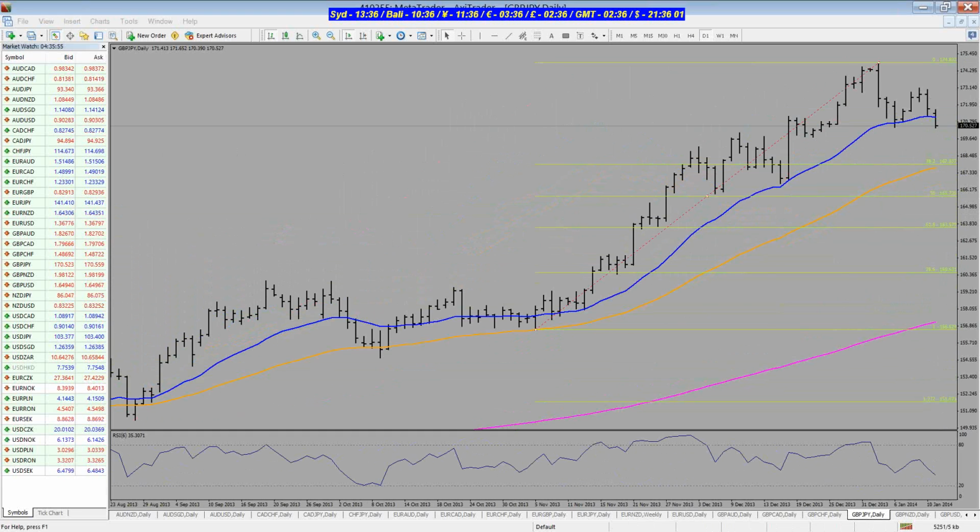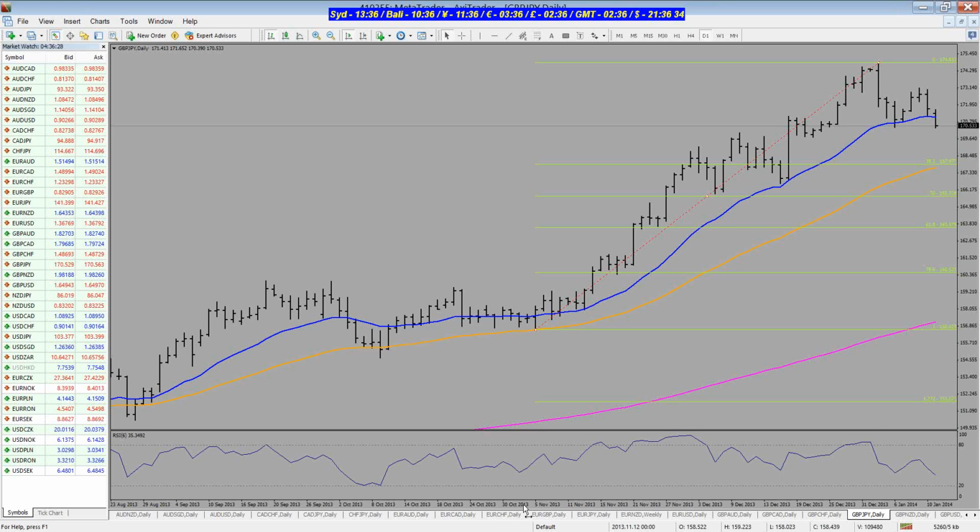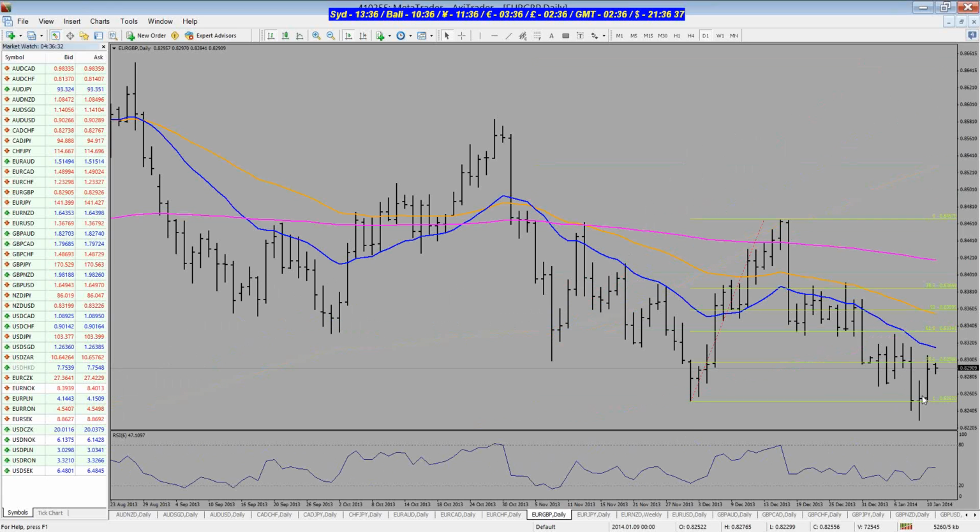Euro pound. I plan to take this trade, but now I see the price is not so bullish anymore. Trend reversal, long support. Not strong, but there is support. Minor divergence there. Not so bullish anymore. That's good. Your risk reward on this would also be quite weak, I would suggest.